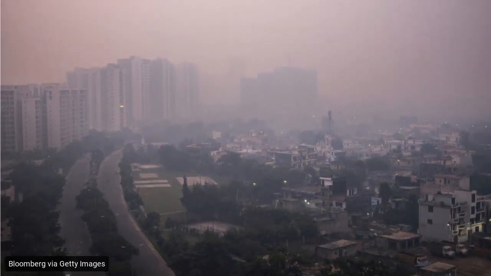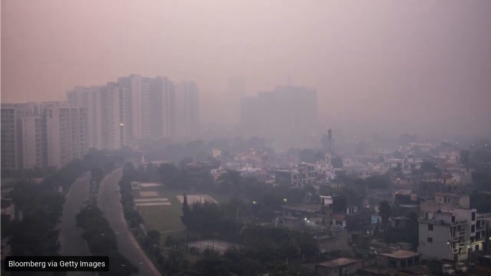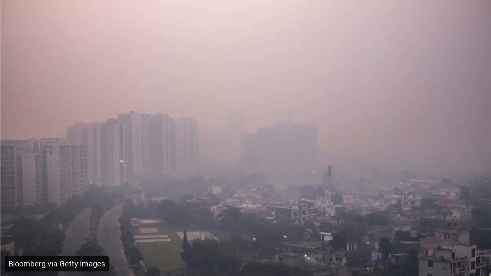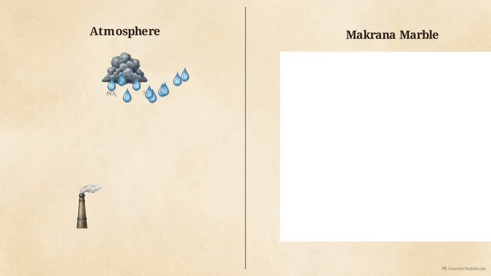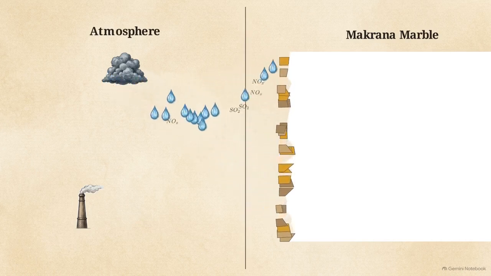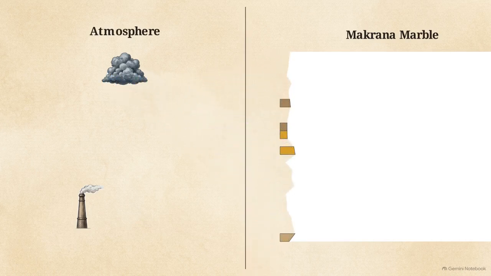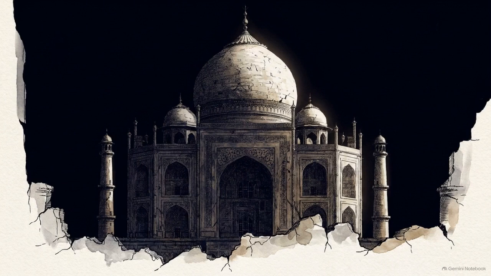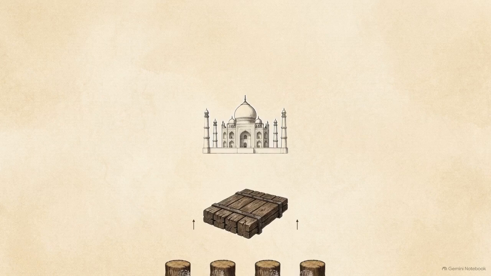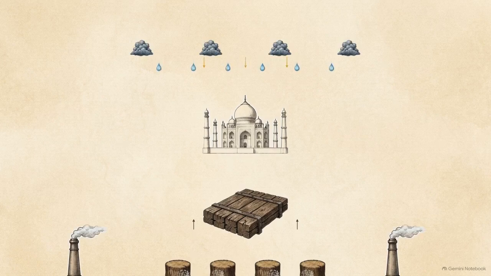Emissions from regional traffic and the Mathura oil refinery release high concentrations of sulfur dioxide into the air. These gases create acid rain that triggers sulfation, a chemical process that transforms the white Makarana marble into a yellow, deteriorating crust. The Taj Mahal is currently fighting a war on two fronts, with its foundation threatened by the earth below and its marble dissolved by the air above.